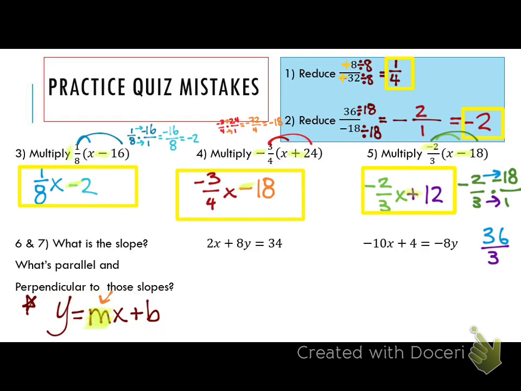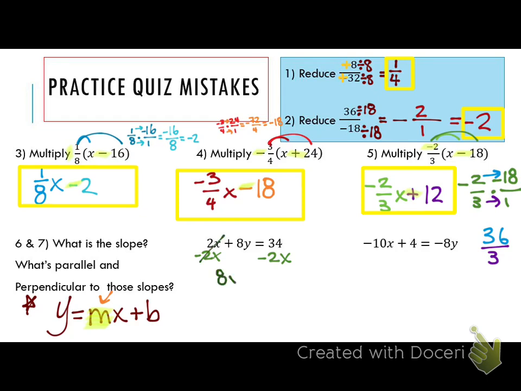So this first one, is it written to where I can figure out the slope? It is not written to where I can figure out the slope. We need to make it look like that. So we need to solve for y equals mx plus b. What am I going to move first? Subtract 2x.